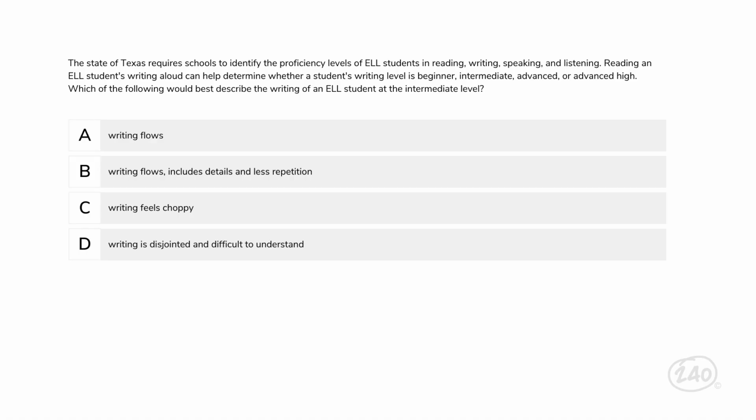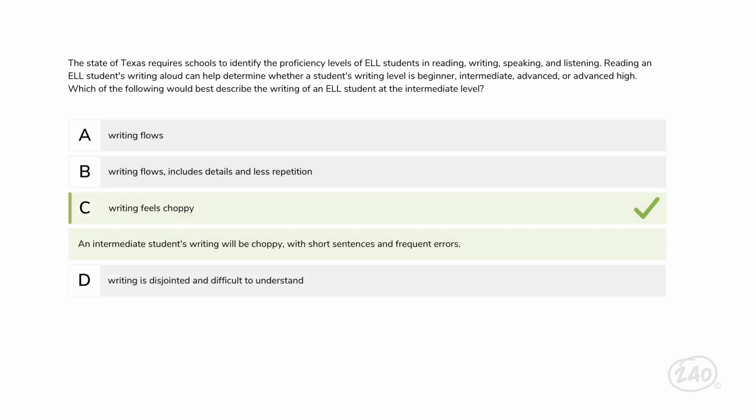On to Domain 1. The state of Texas requires schools to identify the proficiency levels of ELL students in reading, writing, speaking, and listening. Reading an ELL student's writing aloud can help determine whether a student's writing level is beginner, intermediate, advanced, or advanced high. Which of the following would best describe the writing of an ELL student at the intermediate level? Writing flows including details and less repetition, writing feels choppy, or writing is disjointed and difficult to understand. At the intermediate level, writing feels choppy. It's likely made up of short sentences and frequent errors.